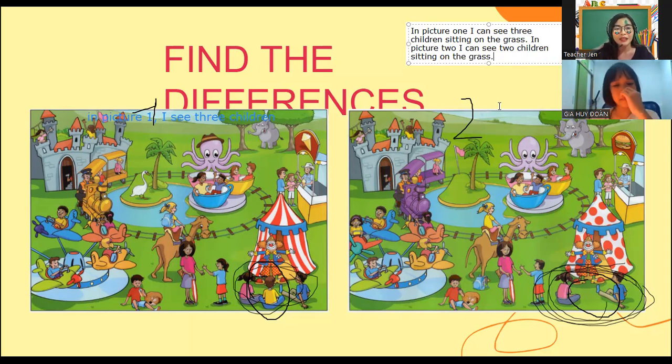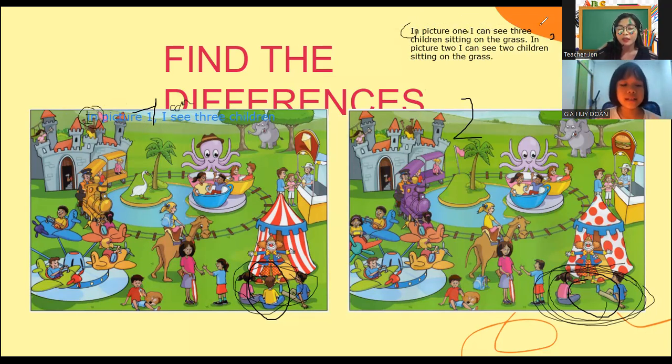Okay, what else, Hannah? Oh, wait for a while. When you write a sentence, Hannah, you always start it with a capital letter, not small, like this one. Capital I. In picture one, I can see three children. Just like that.